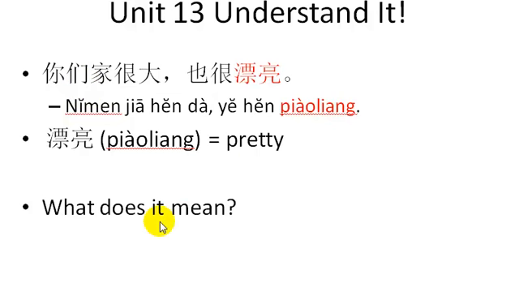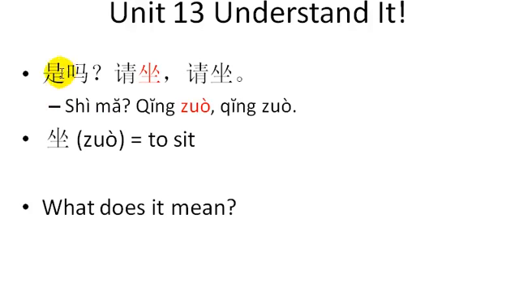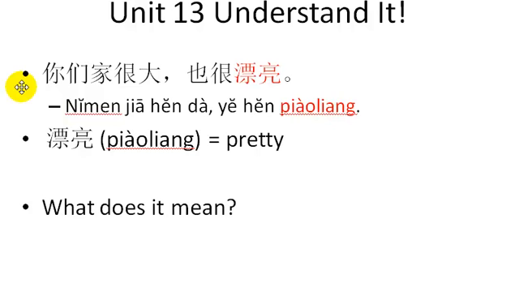Okay, for example, let me jump to another slide. Okay, this 是 right here, 是. That's the standard Chinese translation for is, right? Or are. But think about this. 你们家很大，也很漂亮. So translate that into English. And when you translate it into English, you need is. You need that verb, is, in order to have a proper predicate. But do you see it here?